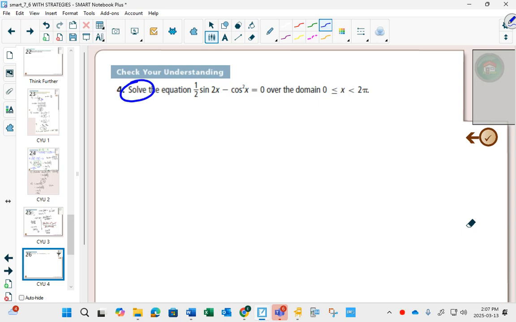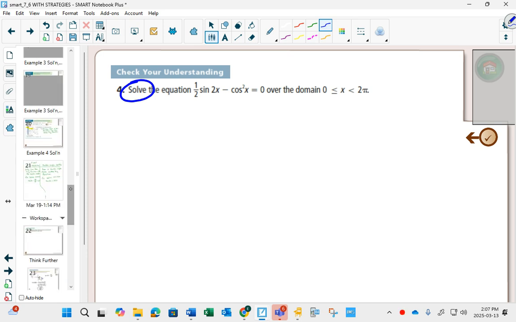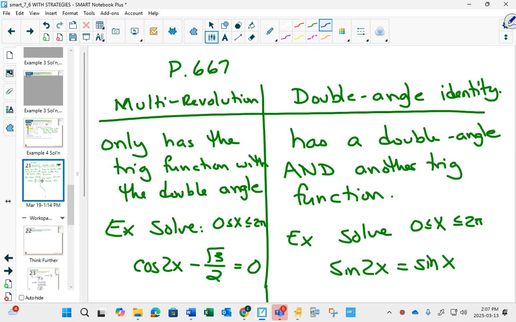Doesn't say prove. So a solving question lets you work from one side to the other. Okay? And actually, before we do this solving one, I'm going to give you some extra notes on a few other solving ones, because solving gets a little bit tricky.